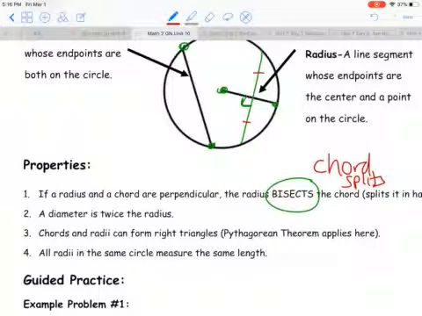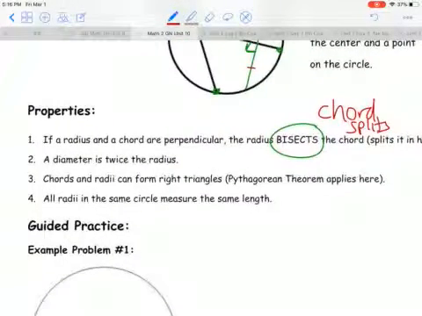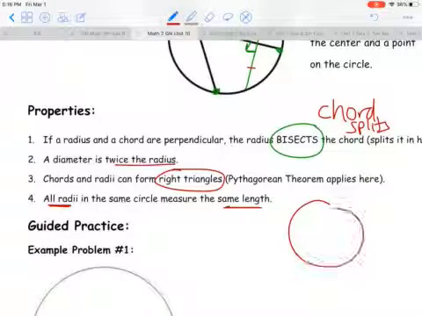Okay, and then we also know some other relationships, like the diameter is 2 times the radius. And then you're going to be looking for some right triangles, so you can do Pythagorean theorem. And then just a reminder, all radii measure the same length. So if I have a circle with a radius marked over here as 10, then I can draw my own radius of 10 over here. So that might come up on some of the later homework problems.